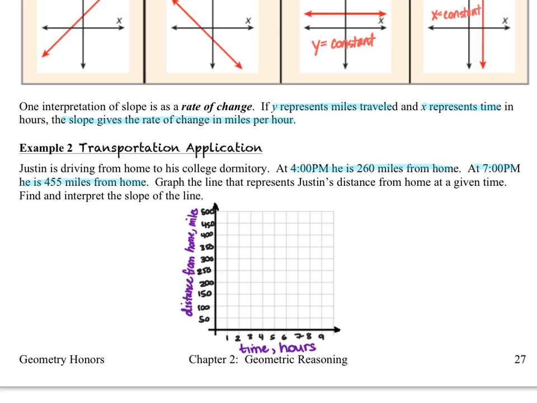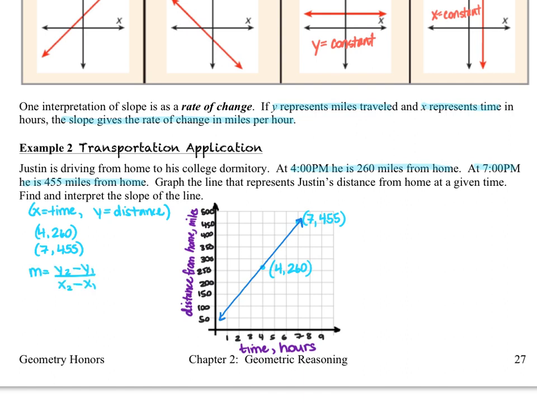Now that we've got our labels and scales, we're ready to graph our 2 points. The first one is going to be at 4 p.m. and 260 miles from home. The second one is at 7 p.m., 455 miles from home. Once we've got the 2 points graphed, we can graph the line that goes between them. Now we're ready to calculate slope. And we always start with our slope formula, and then do proper substitution into the formula.